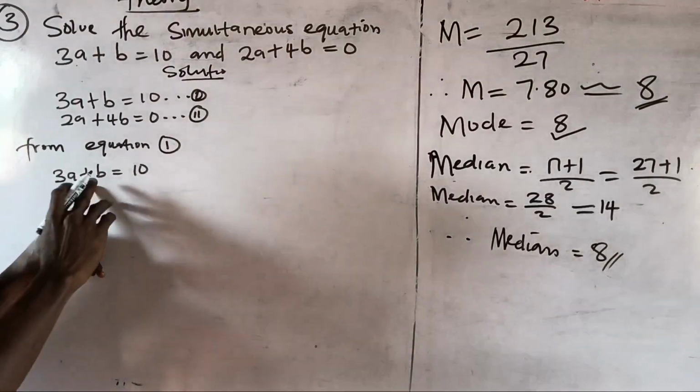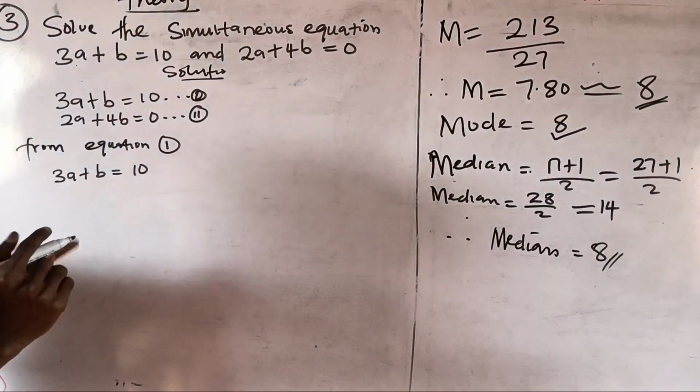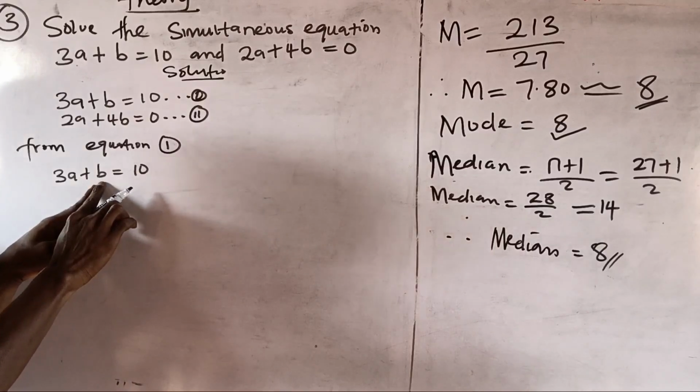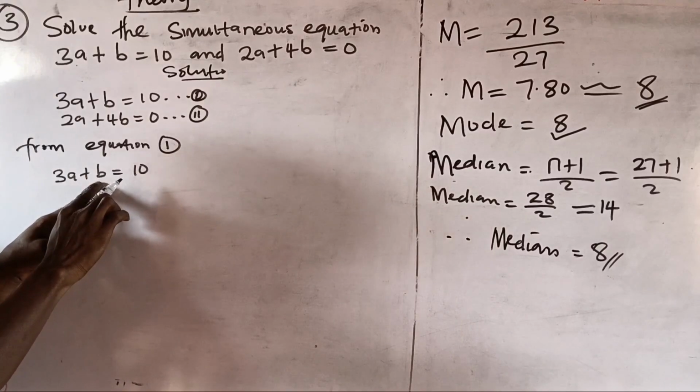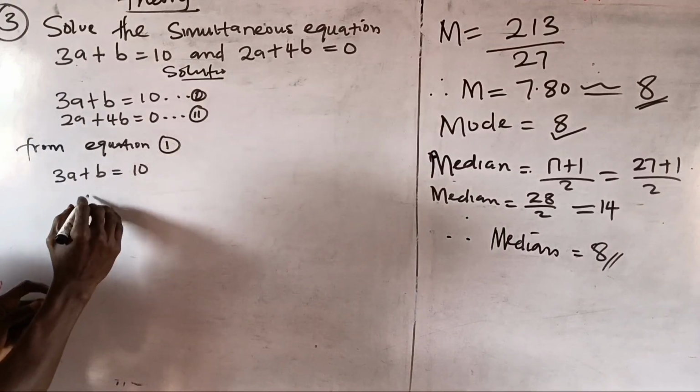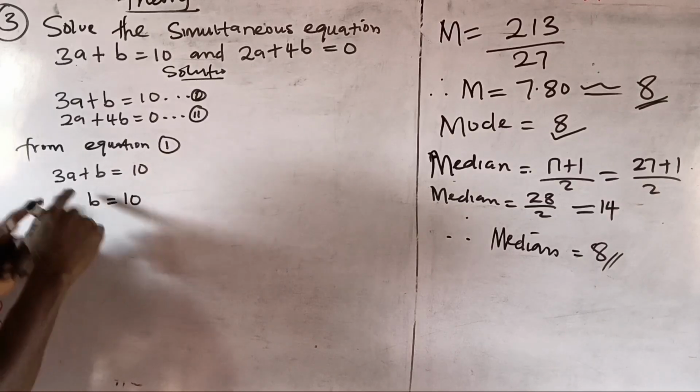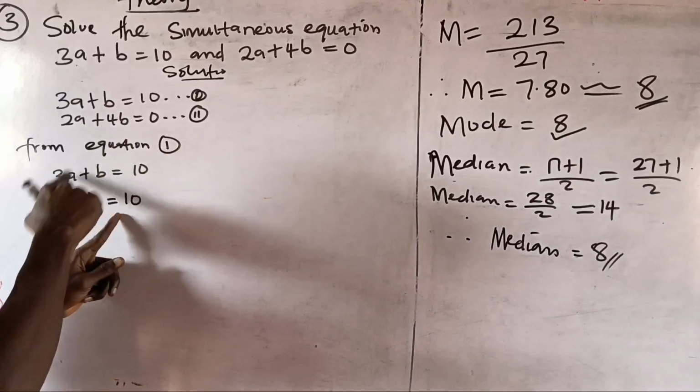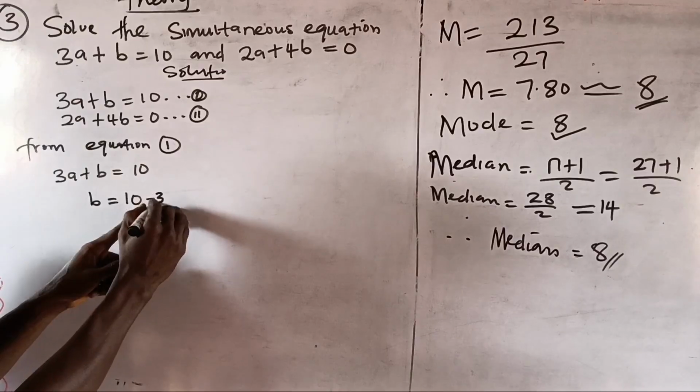What do I do here? I want to make b the subject. So I will make this one that doesn't have a coefficient, which is b, equal to 10. This one will go to this side. So once it comes to this side, it becomes minus 3a.